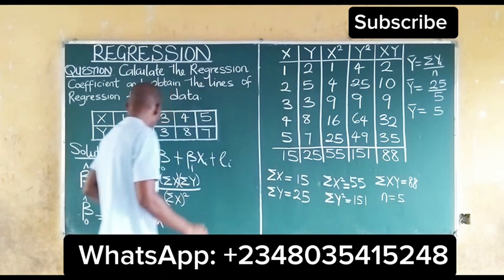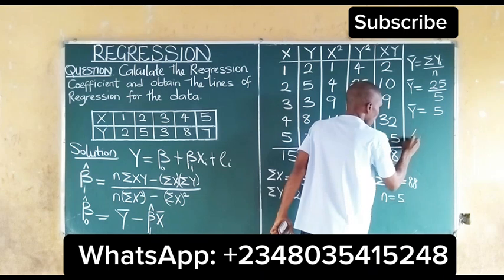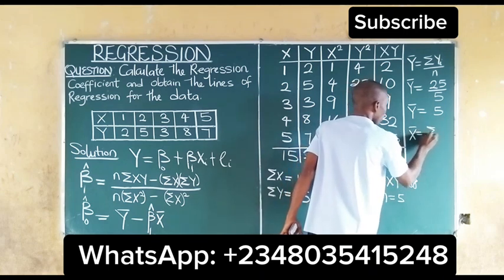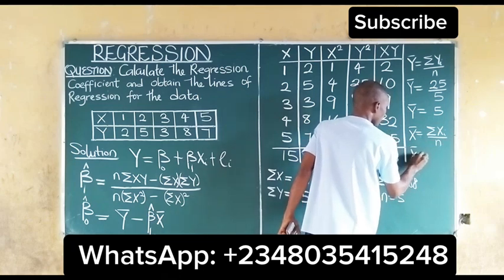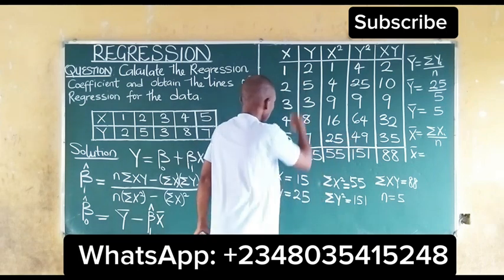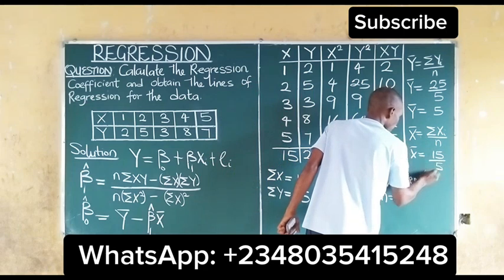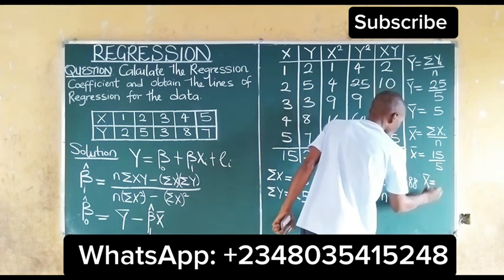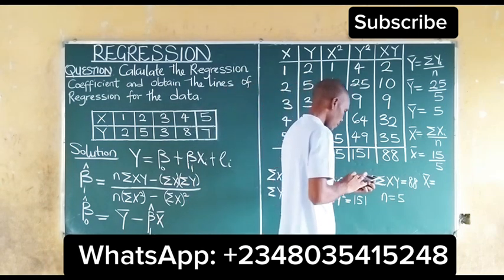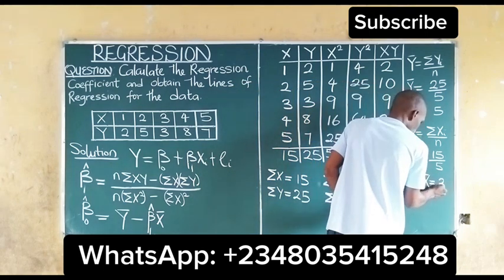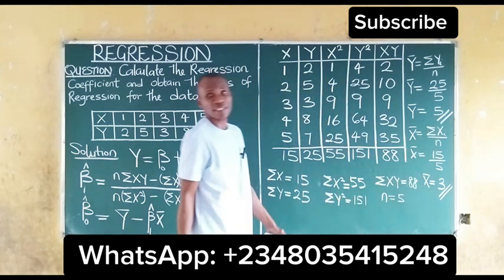Now, we also have our x bar, which is the mean of x. X bar is summation of xi values all over n. So the xi values sum to 15, all over 5. So our x bar is equal to 15 divided by 5, which is 3. So our y bar is 5, our x bar is 3.